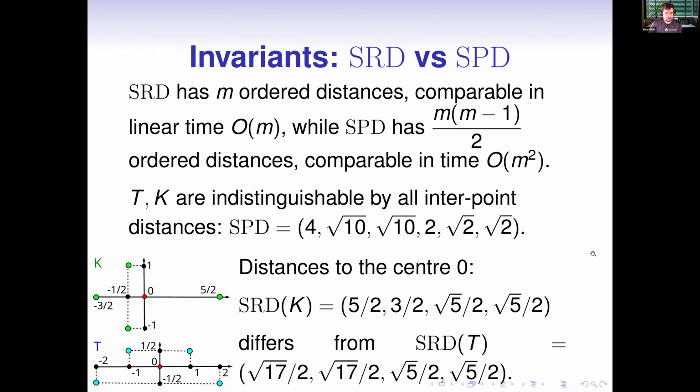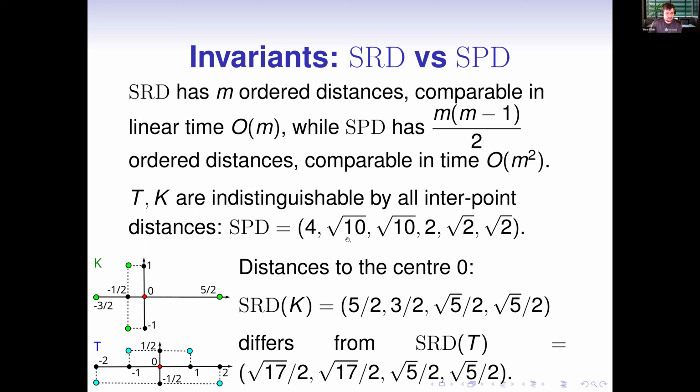So here we have just a comparison between SRD and SPD. The SRD is obviously faster to compute. It's just linear complexity, while SPD has quadratic complexity since we need all the pairwise distances. But since the molecules are small, I think it plays little role here because molecules are rarely over 30.